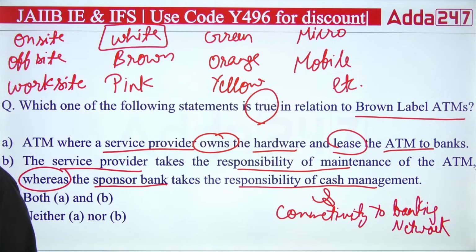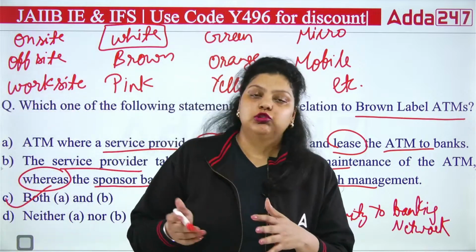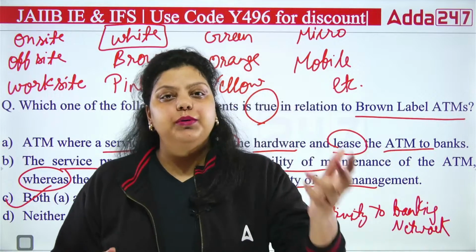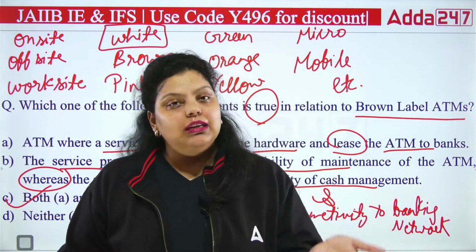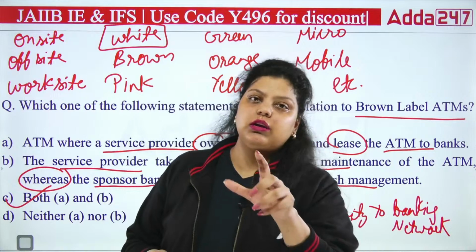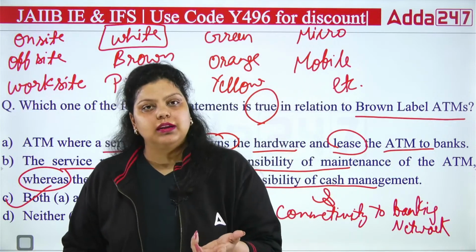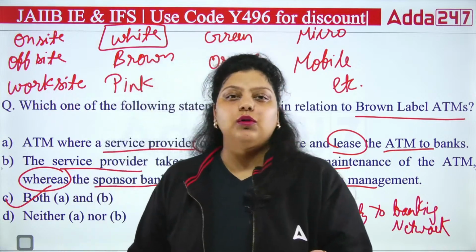The question is asking which of the following is true regarding the brown label ATM, and the right answer will be C. Viju sir is saying C. Yes, it's true, both are correct. Brown label ATMs are those ATMs whose hardware machine is produced by a manufacturing company, and that company gives the machine to the particular bank which is ready to sponsor that ATM, or take that ATM on rent.